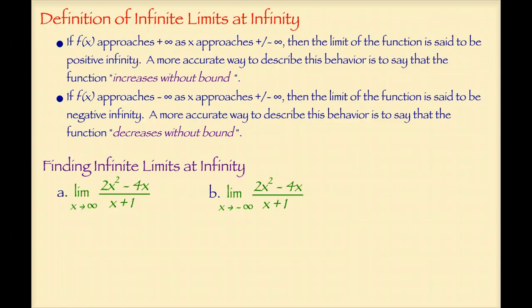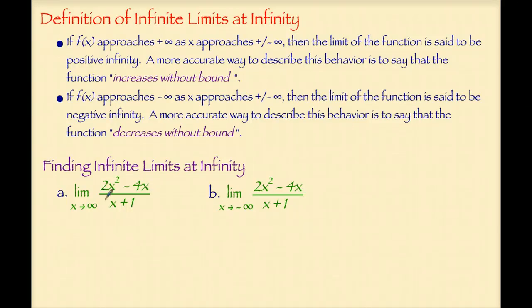In this example, we're going to find the limit as x approaches positive infinity of this function and the limit as x approaches negative infinity of this function. Now, using the guidelines that we saw before, we can see that since the degree of the numerator is greater than the degree of the denominator, then we have a limit that does not exist. It's exhibiting unbounded behavior. But what type of unbounded behavior is it exhibiting? Is it increasing without bound or decreasing without bound? Well, let's use an algebraic technique to help us discover which it is.